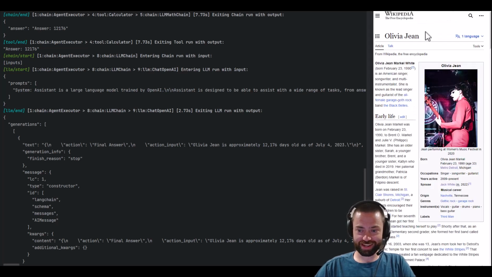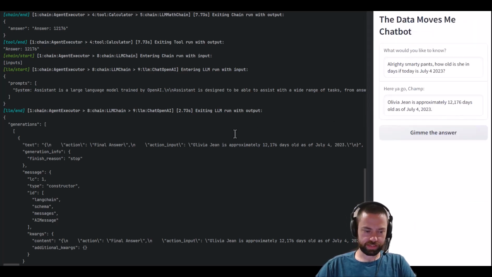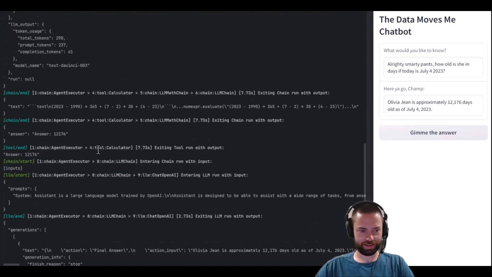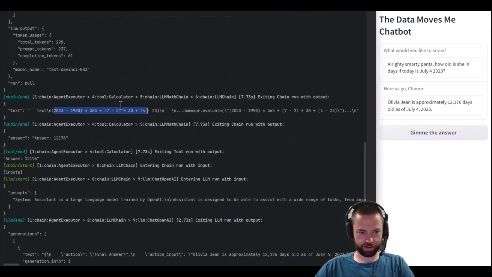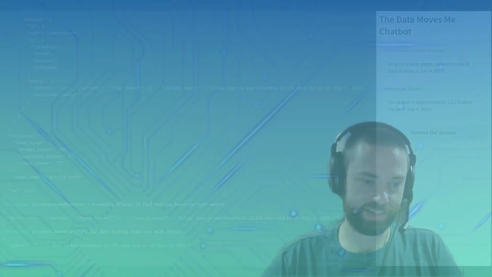To continue our fact checking, if we take her date of February 23rd, 1990 and actually see the difference, we get something a little different, 12,184 instead of 12,176, and there's likely the sketchy math I mentioned earlier, but still, cool thought process seeing how this worked and really gets my wheels turning about how I could use this in different applications and sort of different creative things that we can do with LangChain.